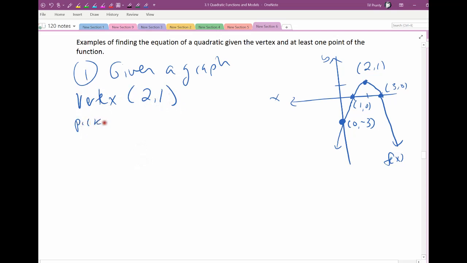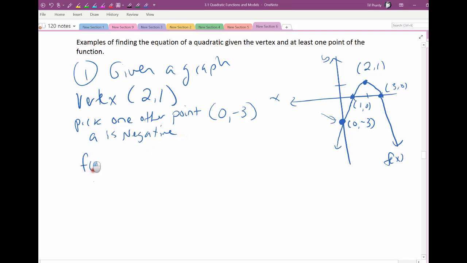I need one other point, and there again, there were multiple points that they gave me. The easiest one to use is if they give you the y-intercept. Now they gave me the x-intercepts as well, and those are actually not too bad either, but it's easiest to use the y-intercept. So if you want to use the other 2 points and solve it, you can. But the point I'm going to use is 0, negative 3, because it's the easiest. And the second thing I need to remember is that a is negative, because it opens down. So that's the information I know.